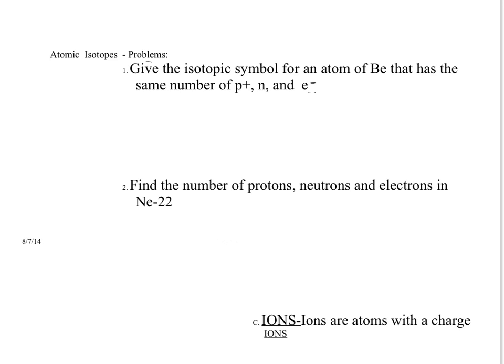The first problem we have in our lecture outline on atomic isotopes is the following problem. We want to give the isotopic symbol for an atom of beryllium that has the same number of protons, neutrons, and electrons.